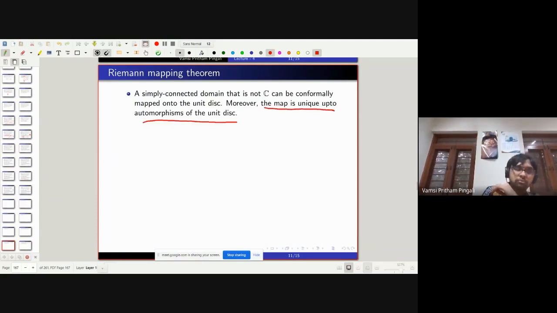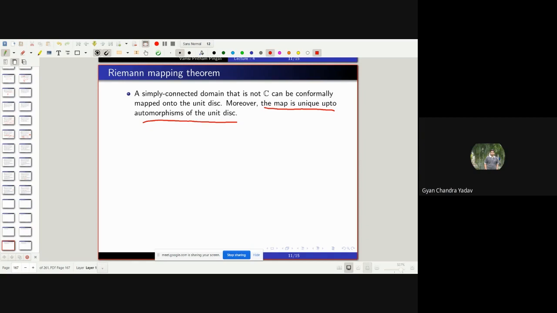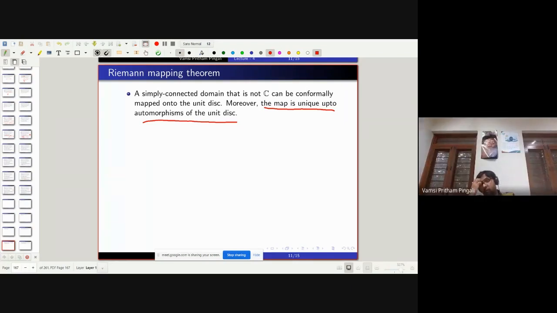What does this mean? What is the meaning of that sentence? So if you take an automorphism from the unit disk to itself and compose it with that map, then that will be another map from the simply connected domain to the unit disk. That is correct, but that is a very trivial fact, right? That is not what this is saying. This is saying that if you give me any other map from the simply connected domain to the unit disk, it arises by this construction, by composing it with an automorphism of the unit disk.